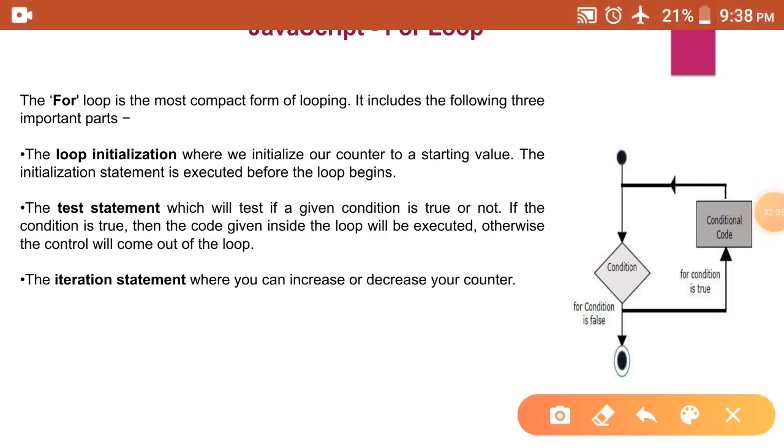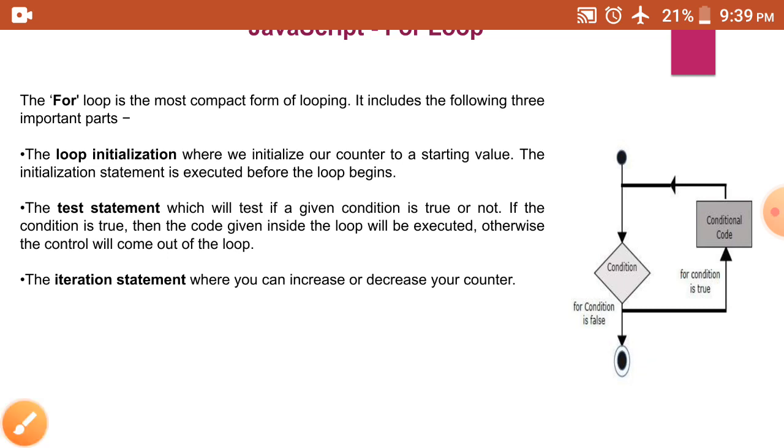So first of all, we enter into the loop and check the condition here. If this condition is true, it will go and execute the conditional code. If this condition is false, it will automatically come out of the loop. This is the flow chart of this for loop.